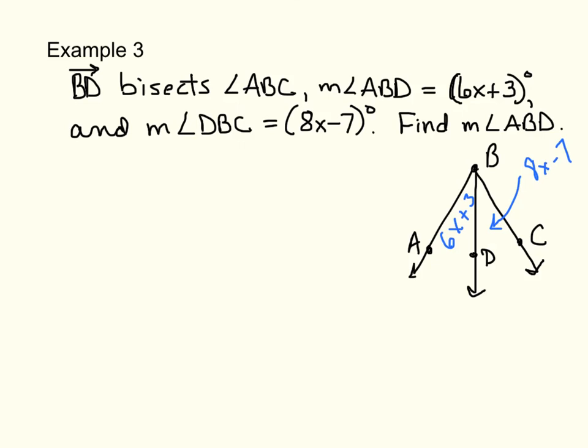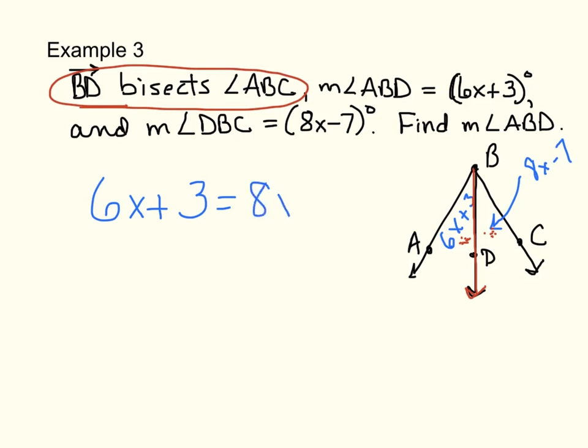So what can you do? This piece of information tells us what to do. We know that ray BD bisects it. If we have an angle bisector, what does that do to each of these pieces? It cuts them in half. So it cuts the big angle in half. Therefore, each of these pieces are what? They're congruent. So we know that those two angles are equal. So 6x plus 3 equals 8x minus 7.